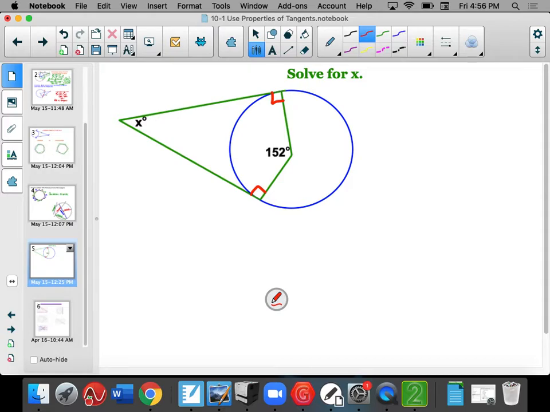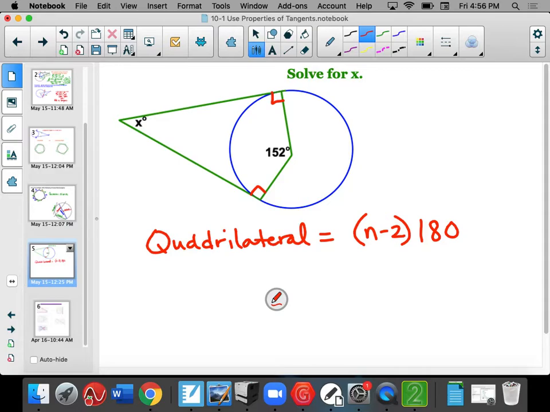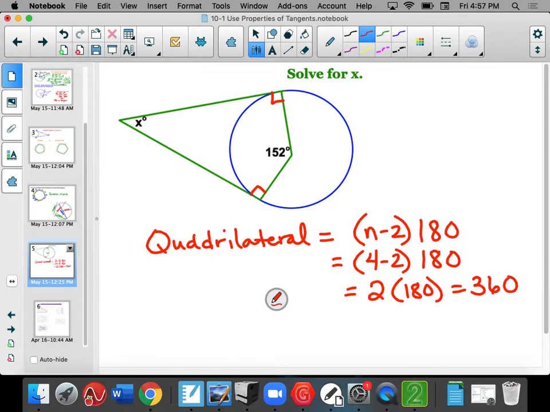Because we have a quadrilateral, we know that the interior angles add up to, and there are two different ways to do it, but a lot of times we use this formula: n minus 2 gives me the number of triangles, and then times 180. We've got 4 sides, and that's going to give us 2 triangles. So 2 times 180 gives me interior angles that add up to 360.